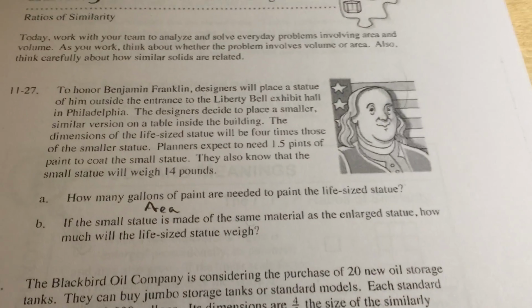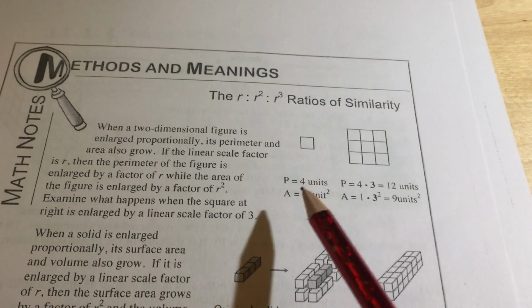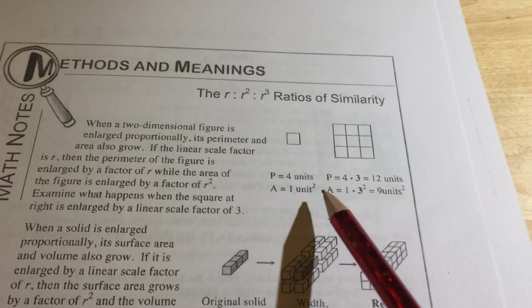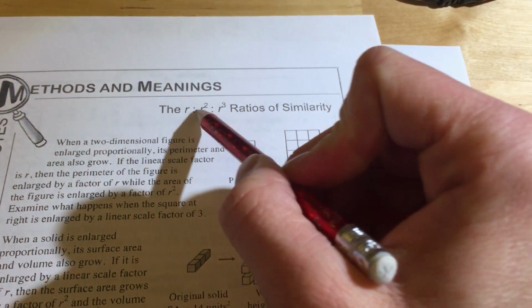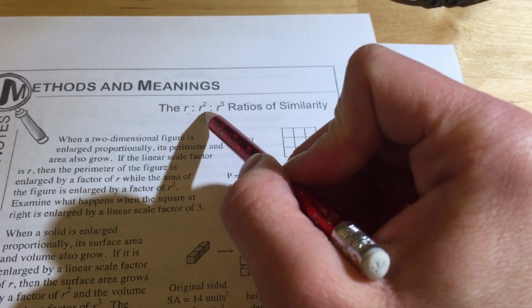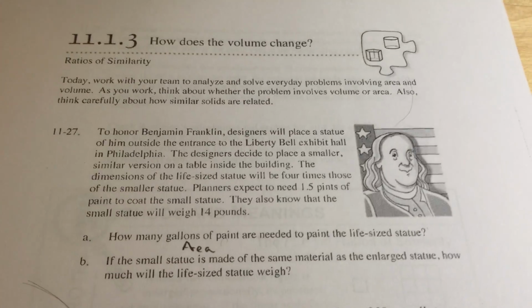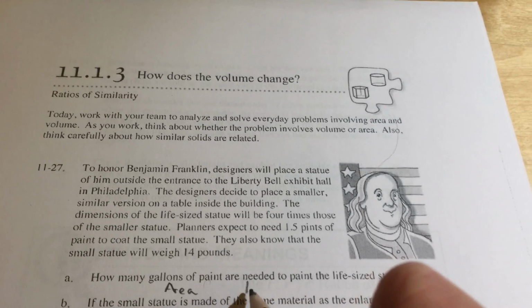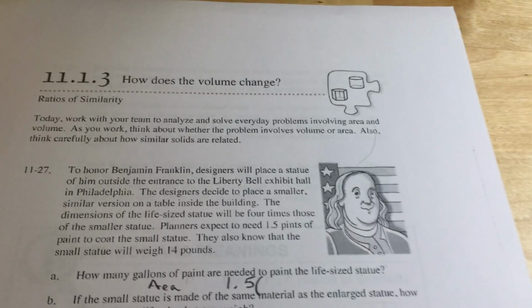So if you look at your ratios of similarity, for area, if my ratio is 3, instead of just multiplying by 3, I'm going to multiply by 3 squared, right? So we can think of it: R is the perimeter, this is your area, and that's going to be your volume. If we know that, what we're going to do is take the amount of paint that's needed, 1.5, and multiply that by the ratio.